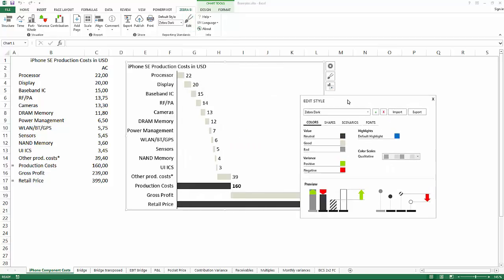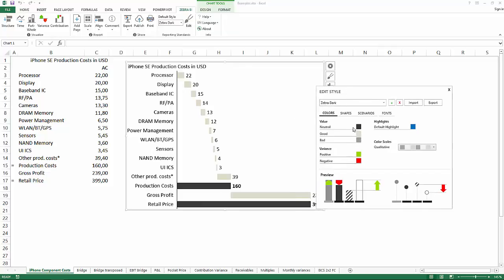For example, the style section here, so the colors. If you're using waterfall charts in Zebra BI, note that these three colors will influence the design of your waterfall charts. So for example, let me create another one. I'll just copy this style. Let's create a more colorful style, just for the purpose of this presentation.